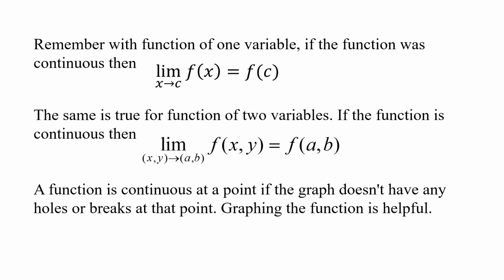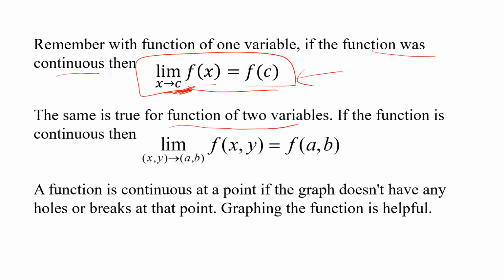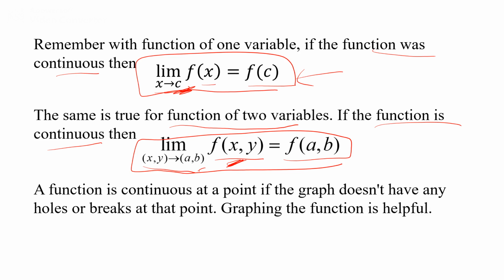Now remember the function of one variable. If the function is continuous, then the limit as x tends to c of f(x) gives f(c), meaning the left-hand limit, the right-hand limit at that point and the value of the function at that point are equal. So we can say the function is continuous. In the same manner, the same is true for a function of two variables. If the function is continuous, then the limit as (x,y) tends to (a,b) of f(x,y) gives f(a,b). Again, if the limit of that function exists using different paths and the value of the function at (a,b) is equal to it, then we can say the function is continuous.